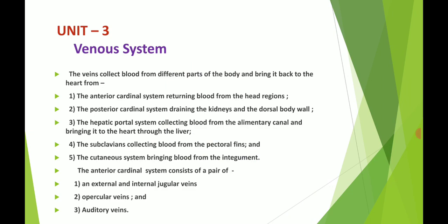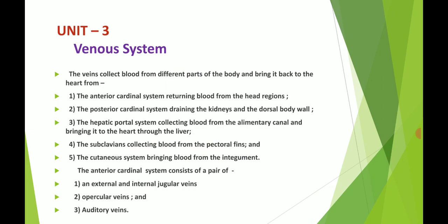One by one we are seeing what the venous system is and which parts connect to the heart. The veins collect blood from different parts of the body and bring it back to the heart. As you know, the veins carry the deoxygenated blood from all body organs and pour it into the heart.